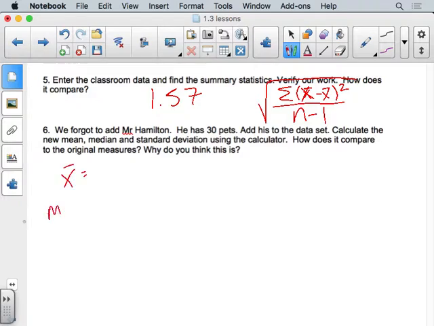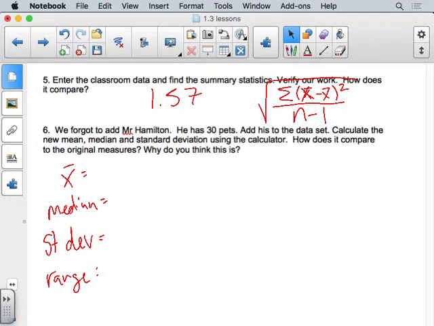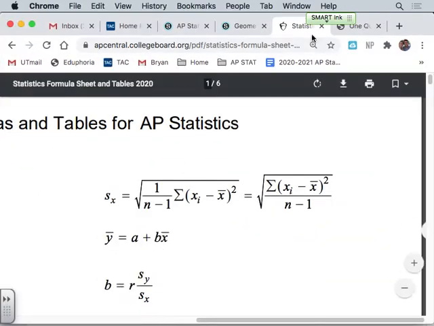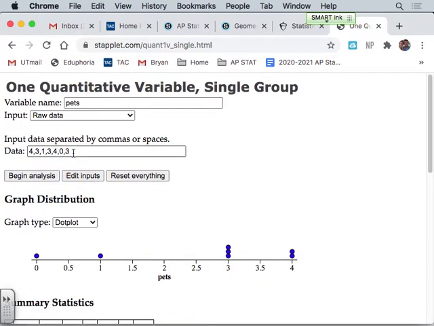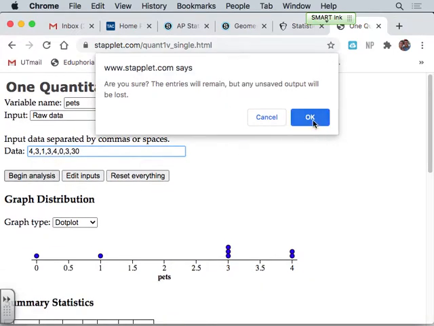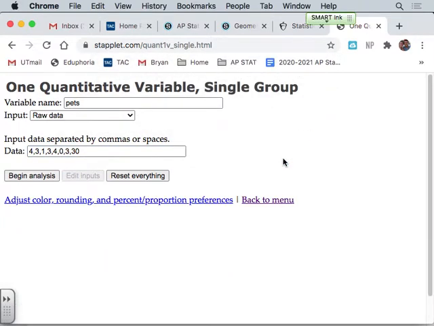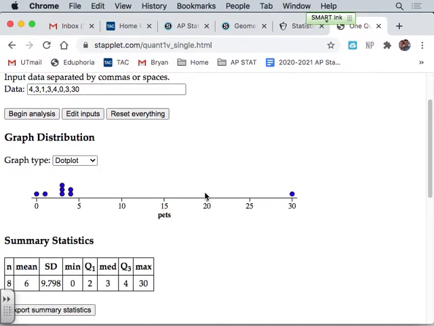So mean, our median, our standard deviation. Well, we can even do range, let's do that. Stat applet is nice and easy because I can just come up here and change it to 30. Are you sure? I am sure that I want to do this.